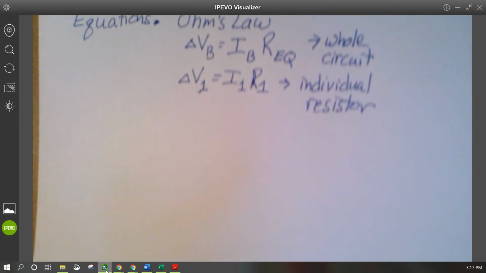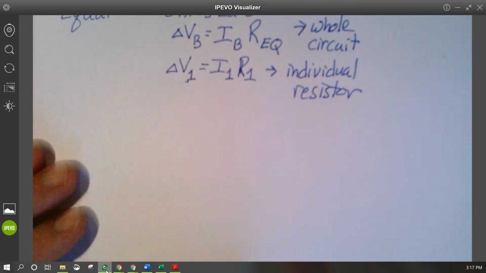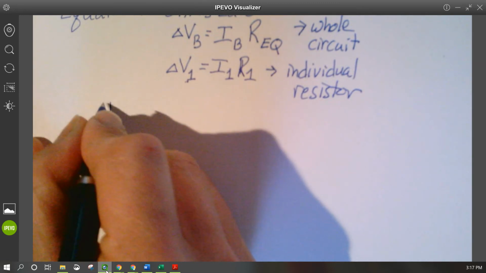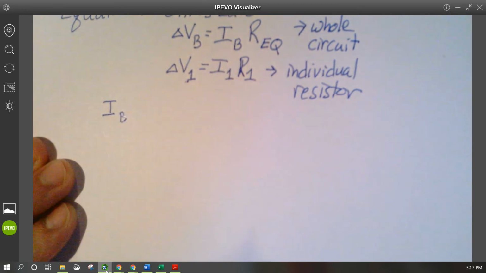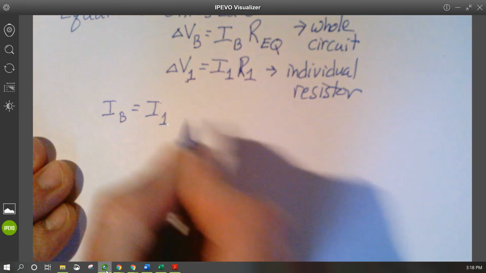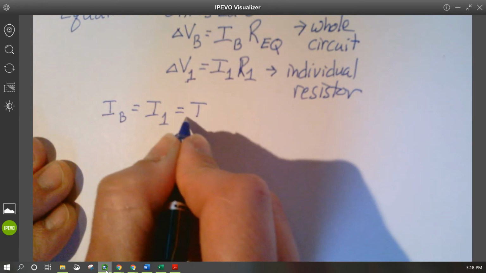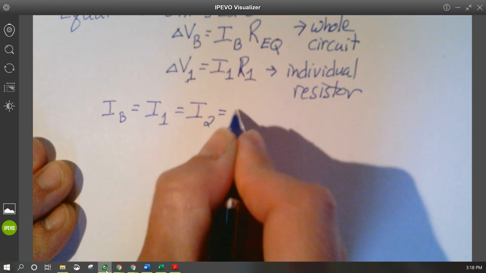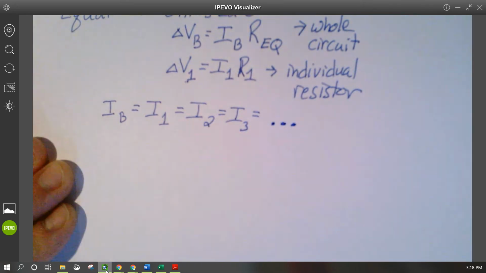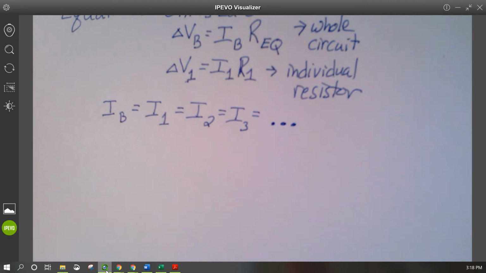Next, we're going to look at equations that are specific for series circuits. So a special thing about series circuits, since we're in one loop, there's only one place for current to flow. That means that the current flowing through the battery is the exact same amount of current flowing through the first resistor, which is the exact same amount of current flowing through the second resistor, and so on and so forth, for however many resistors or circuit components we have. So the current going through each component of this circuit is identical.